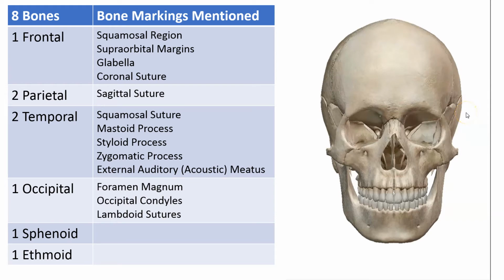Now let's look at the bones that form the cranial vault. The cranial vault is made up of 8 distinct bones. The first bone, located here, is the frontal bone. This is a flat, shell-shaped bone that forms the anterior skull and protects portions of the frontal lobe of the brain. This region, which you may associate with the forehead, is called the squamosal region. Inferior to the squamosal region, there are 2 thick ridges of thickened bone.